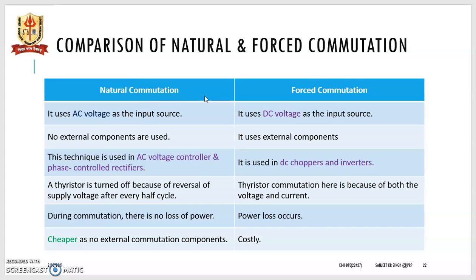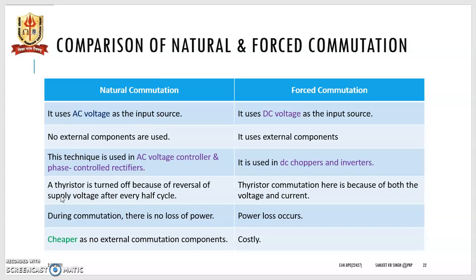Here we have the comparison of natural commutation and forced commutation. In natural commutation, the source is an AC source, whereas forced commutation is used for DC voltage source circuits. And in natural commutation, there are no external components required, therefore it is cheaper. And in forced commutation, external components, generally the commutating inductor and capacitors, are required, and therefore it is costlier. Then natural commutation is used in AC voltage controllers and phase control rectifiers, whereas forced commutation technique is used in choppers and inverters.